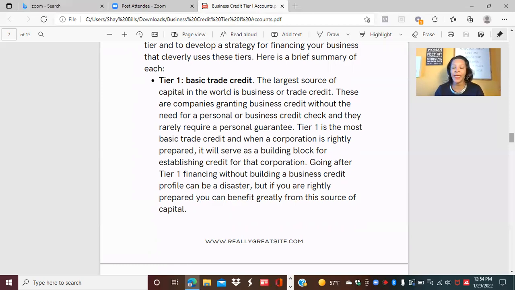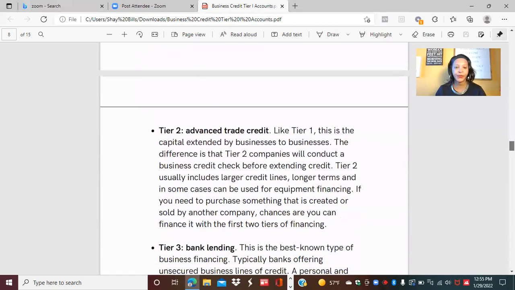Going after tier 1 financing without building a business credit profile can be a disaster. Remember, your business credit profile is everything you have done up until this point. Everything that I had you do, that whole checklist that you went over and made sure was complete, taking the time to do the foundational work, that's your business credit profile, okay? And if you didn't do that and you're trying to jump into tier 1 business credit, then you are setting yourself up for disaster. But if you are rightly prepared, you can benefit greatly from this source of capital.